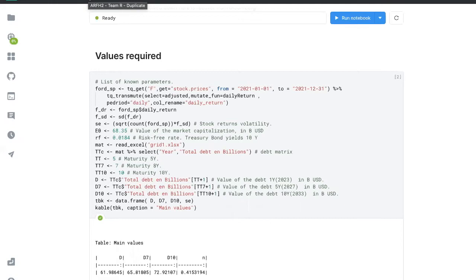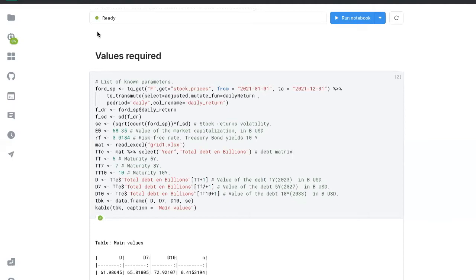In this case, we use market capitalization of 68.35 billion, stock return volatility of 41.53%, risk-free rate 1.84%, a maturity of 3 years, 1, 7, and 10 respectively, and value of the debt, which is for the first year, 61.88, for the second year, 65.81, and for the third year, 72.92 billion.